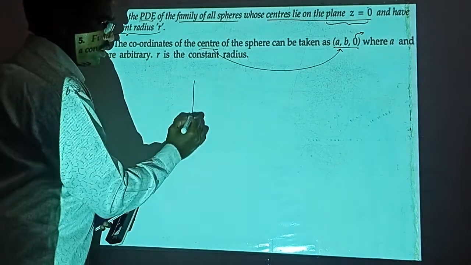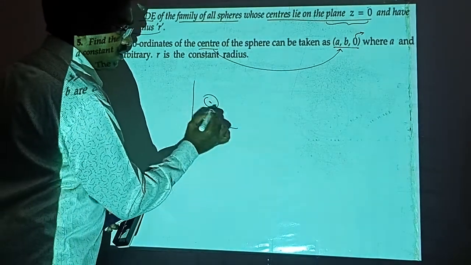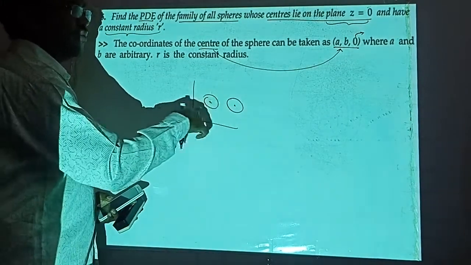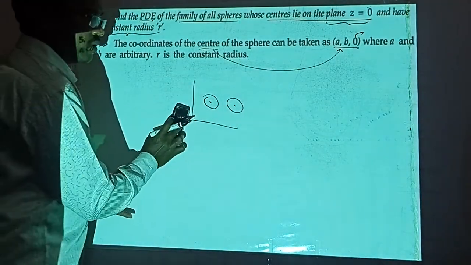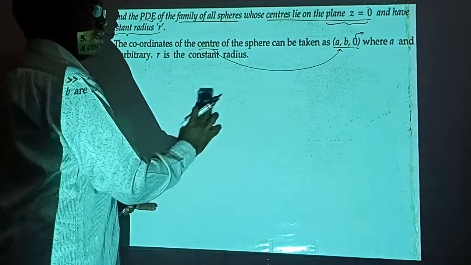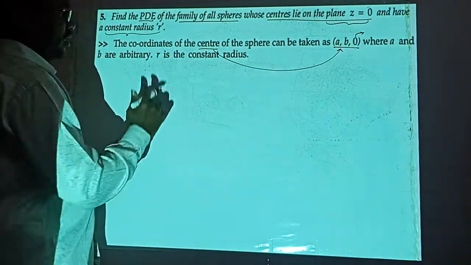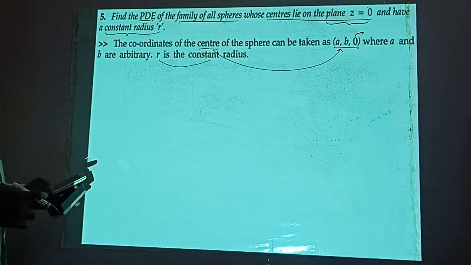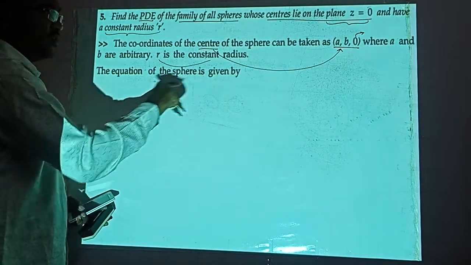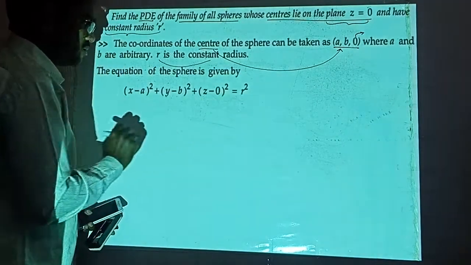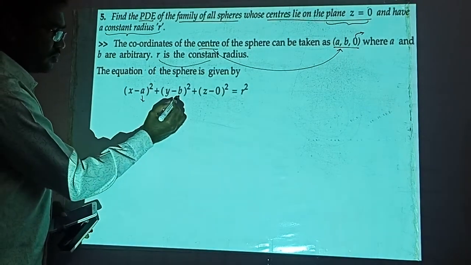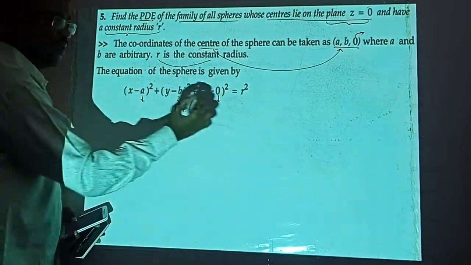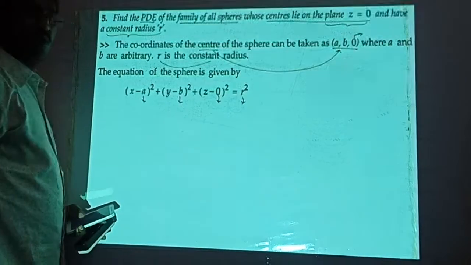Arbitrarily, your center may be here or here, anywhere. So a and b are varying quantities, arbitrary constants. You can select any values, and r is the constant radius. What is the equation? The equation of the sphere is given by this, where (a, b, 0) is the center of the sphere and r is the radius of the sphere.